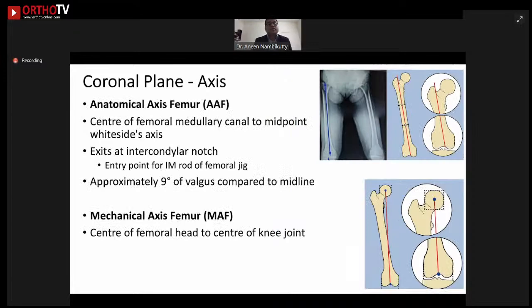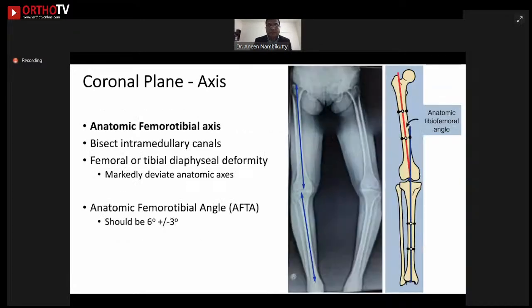The anatomical axis of the femur is from the center of the femoral medullary canal to the midpoint of Whiteside's axis. It exists at the intercondylar notch, which is the entry of the intramedullary rod for the femoral jig. And it's approximately 9 degrees valgus compared to the midline. Okay. And the mechanical axis of the femur, you know, is from the center of the head to the center of the knee joint. The anatomical femoro-tibial angle should be around 6 degrees plus or minus 3.